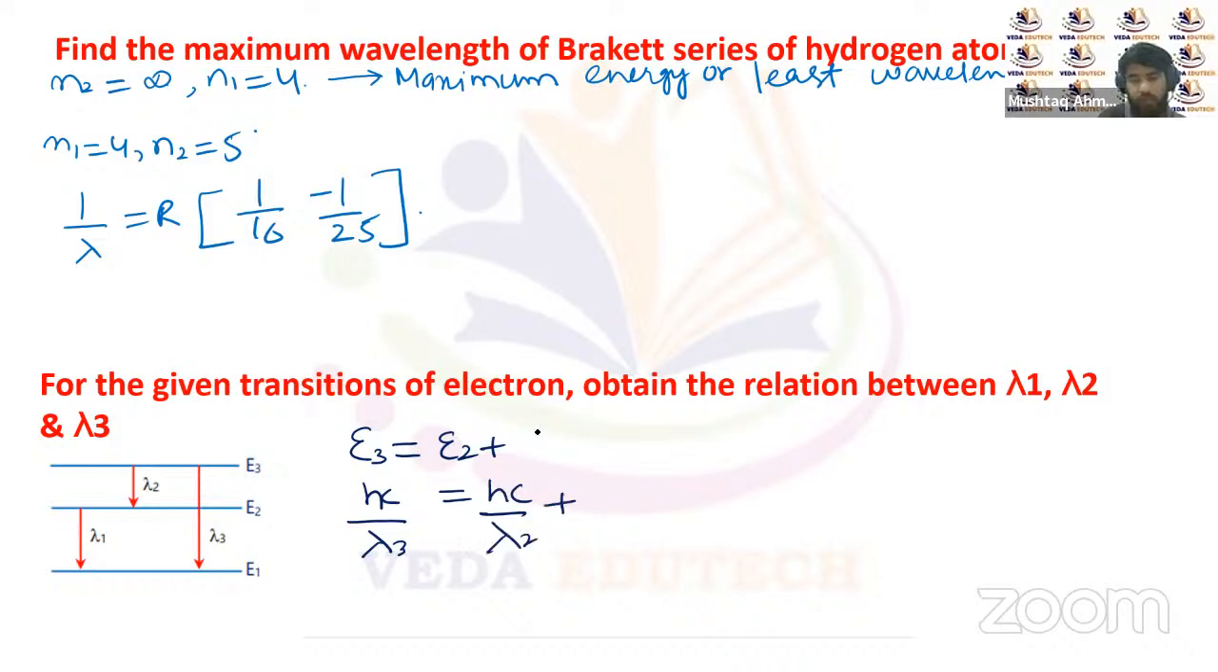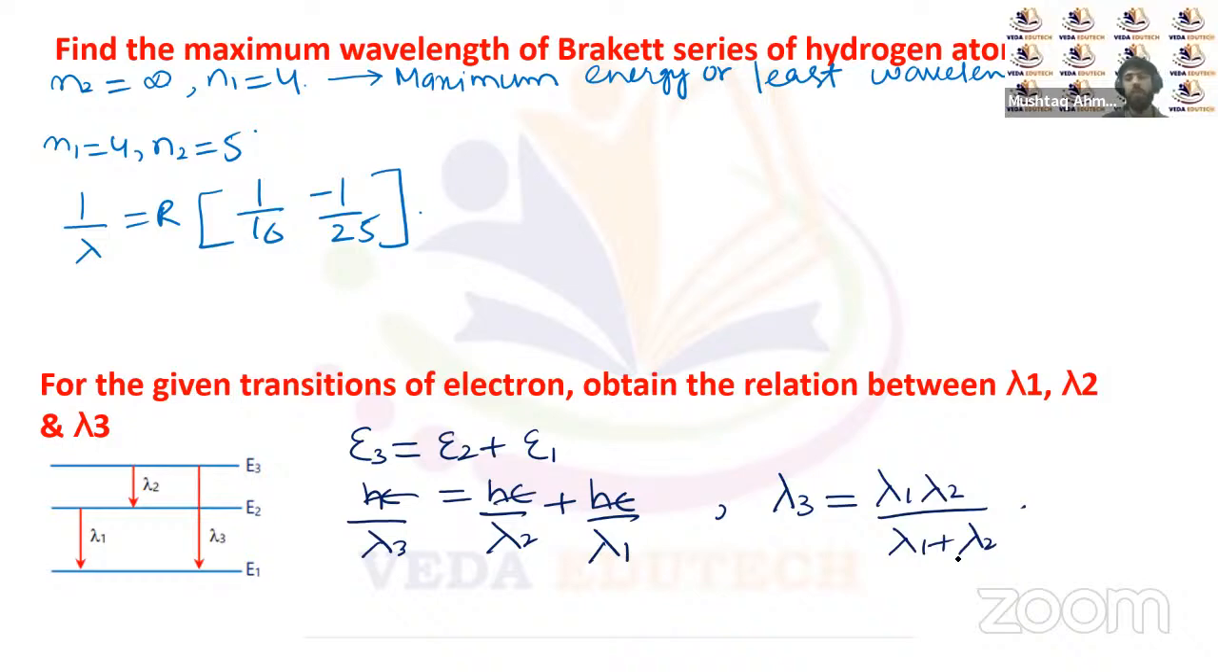and E1 will be equal to hc upon lambda 1. From here, hc and hc will get cancelled. We'll get the value lambda 3 equal to lambda 1 multiplied by lambda 2 upon lambda 1 plus lambda 2. So this will be the value of wavelength lambda 3.